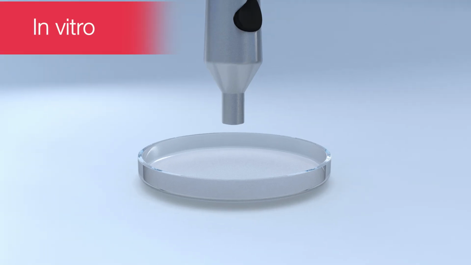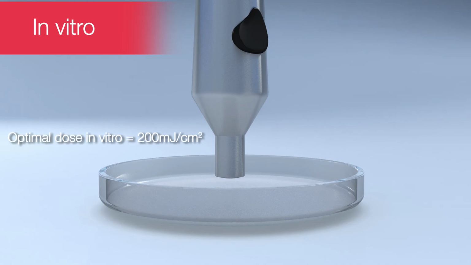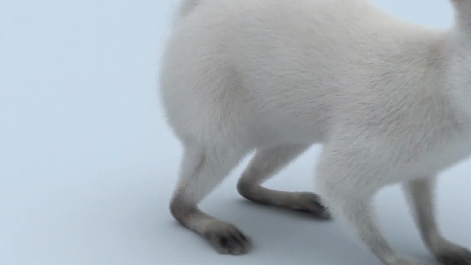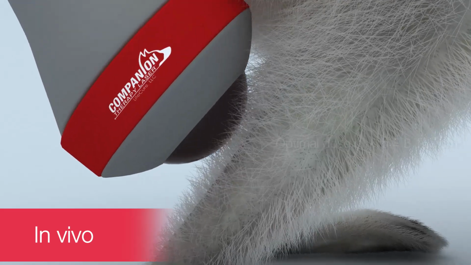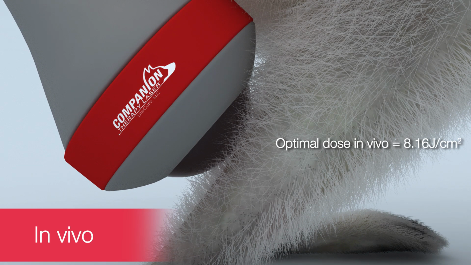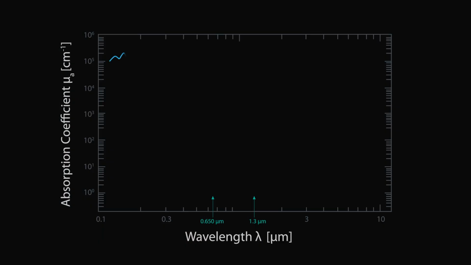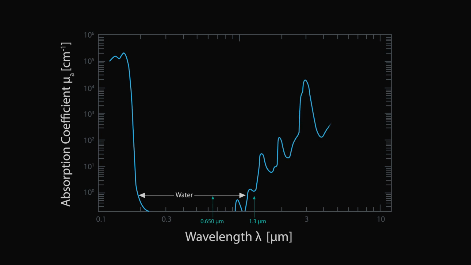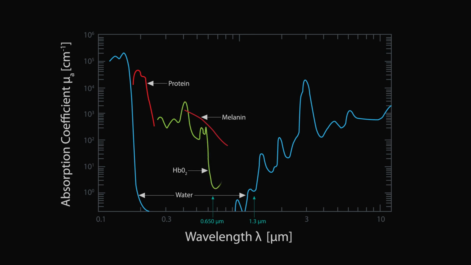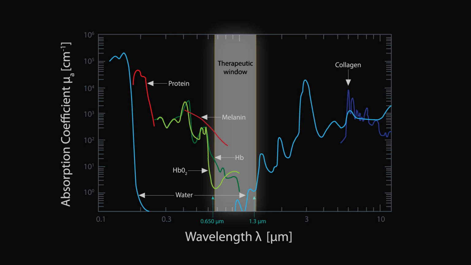For a therapeutic dose of energy to safely and efficiently reach deep target tissues, the absorption characteristics of intervening tissue layers such as hair, skin, fat, and muscle must also be considered. Wavelengths of light in the near-infrared spectrum between 700 to 1300 nanometers are commonly used for photobiomodulation therapy and are within what is termed the therapeutic window.